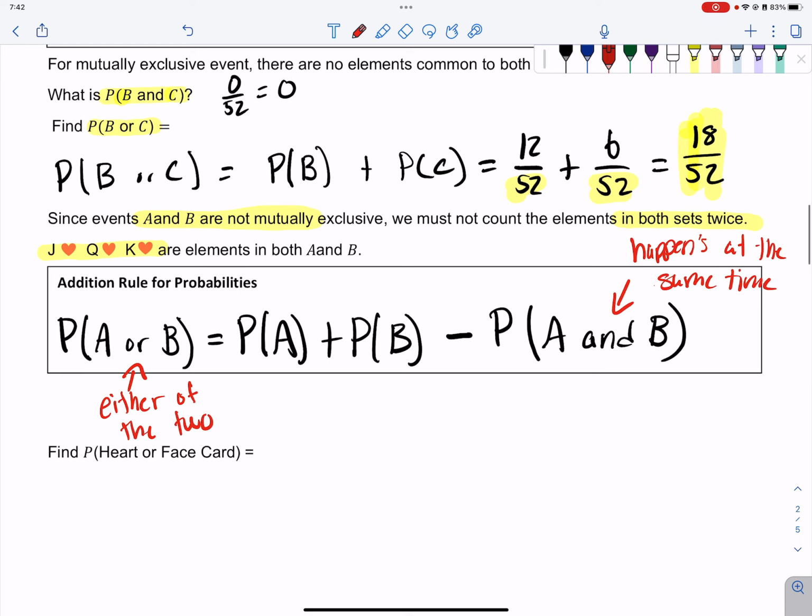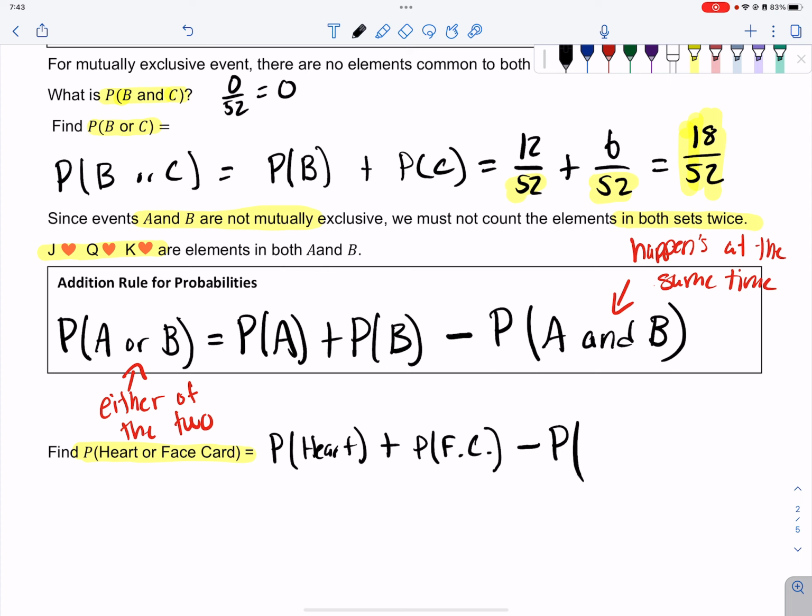So now, lastly, let's calculate our probability of getting a heart or a face card. Those are our events A and B from the last page. Well, we can use our formula here to figure this out. This is going to be our probability of getting a heart plus the probability of getting a face card minus the probability that you get both a heart and a face card in your one draw.